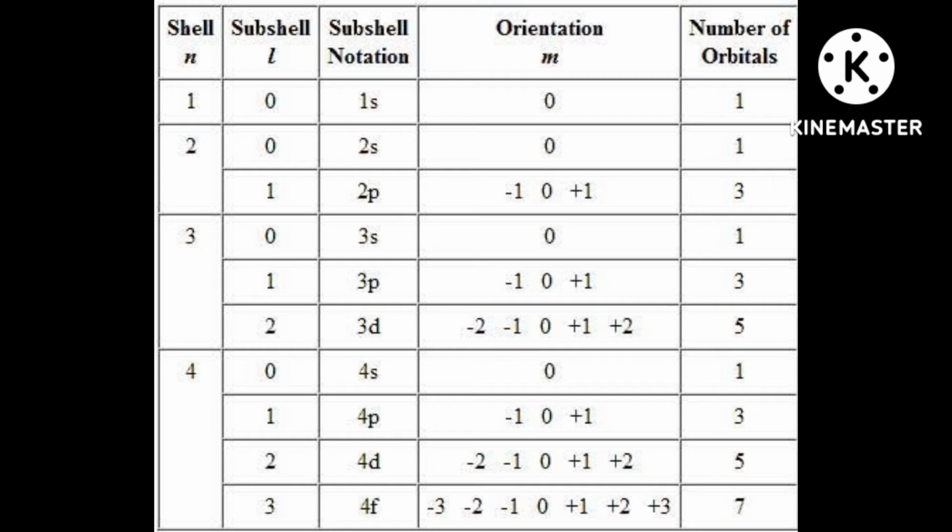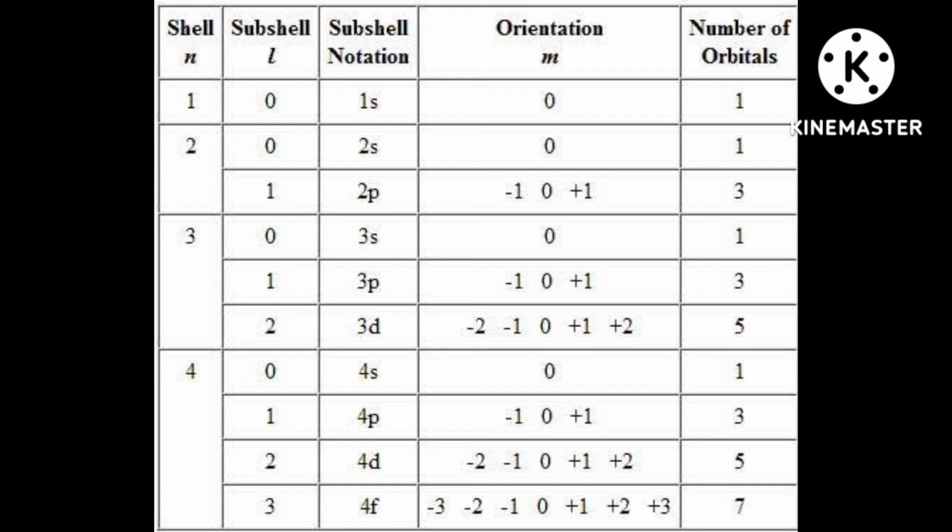2L plus 1, L is equal to 0, then only 1 orbital will be there. That one orbital is the S orbital. Okay. Now in the same way, if L is equal to 1, then use the formula 2L plus 1.